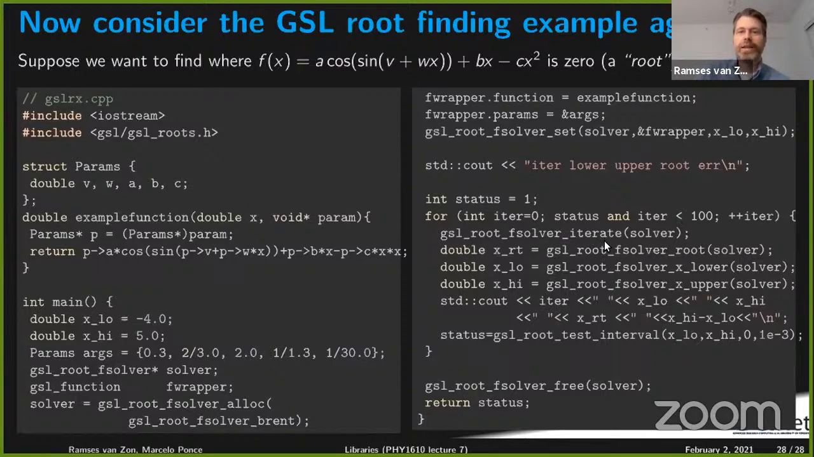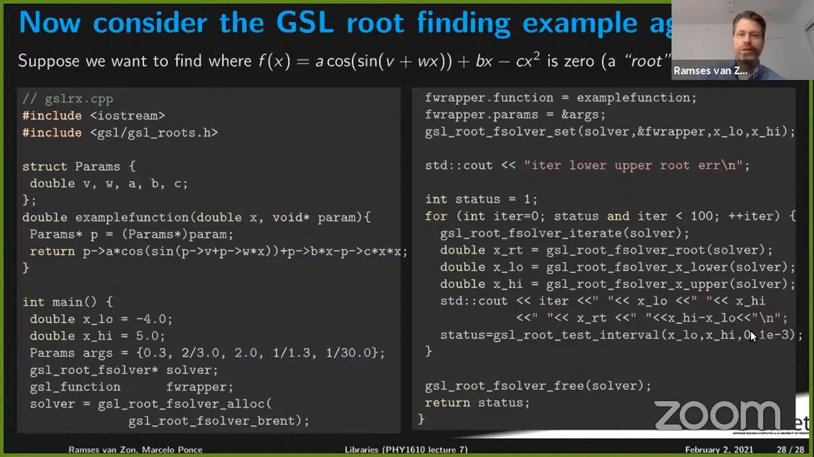Once I've iterated, I can ask what is the current best estimate for a root? What is the current lower limit for my bracket, and the high limit for the bracket? So there are functions for that. And then I'm just printing to the screen. And there's a way to test whether this interval is small enough. So I'm going to do a test of this interval, x low, x high, and I want it to be of a relative tolerance of 10 to the minus 3. So that's what this is.